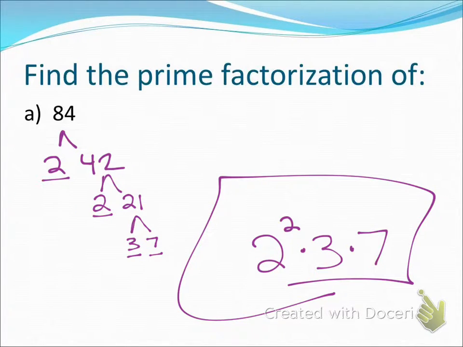Now, the way you check to see if this is right is you multiply it back out. What is 2 squared? 4. Times 3 is 12. And 12 times 7 is? 84. 84, I sure hope. It is. Any questions?